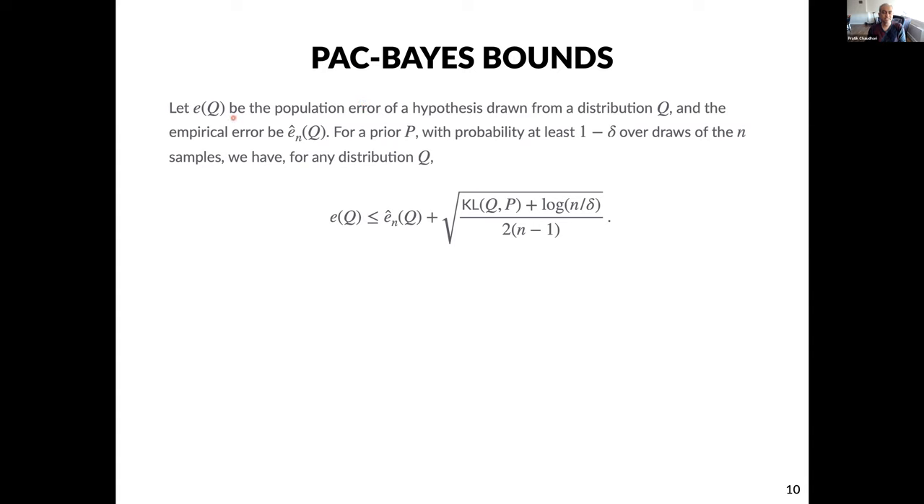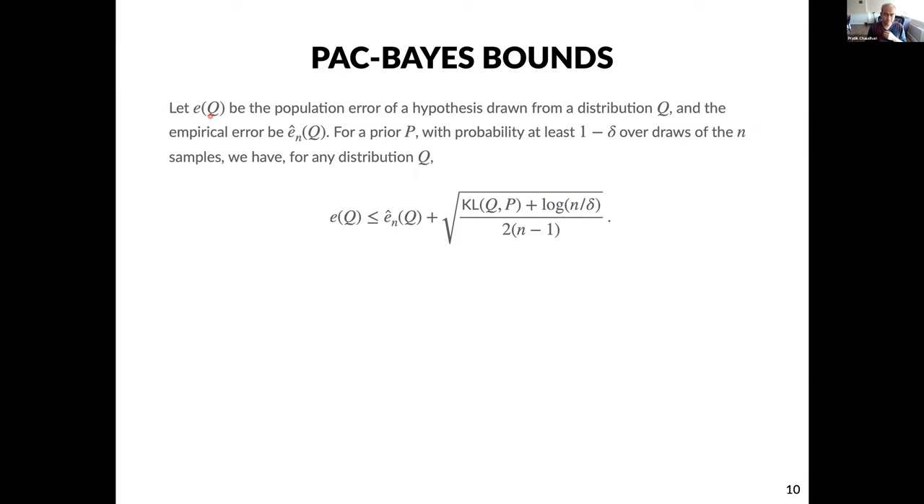They'll write down expressions of this kind. Let Q be a probability distribution on the weight space. So every particular weight configuration defines a model for us, or defines a neural network for us that we can use to make inferences on test data points. And Q is a probability distribution over all such models. Little e of Q is the probability that you make a mistake on a test datum drawn from nature's distribution if you sample one model from this probability distribution Q. So the average probability of you making an error, okay?